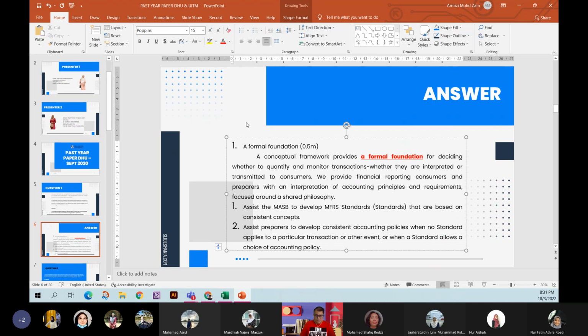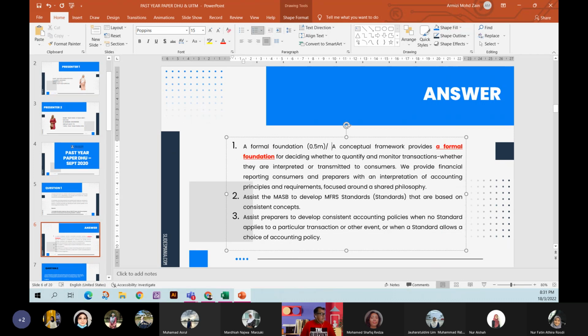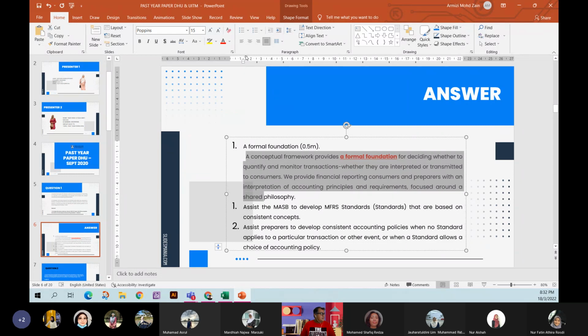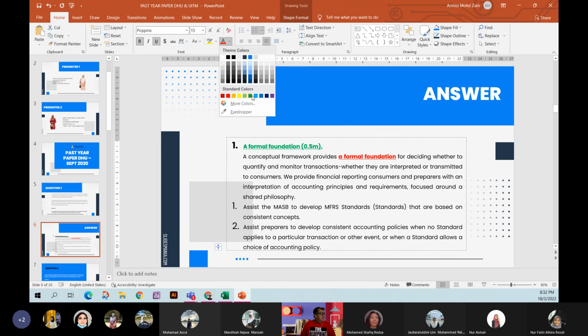Ini point dia. Itu dia lari. Okay, ni sebab kat sini sebab dia lari point dia. Baru you terang. Ini you punya key point you. Boldkan dia, gariskan dia, colorkan dia. Contohnya, okay, a formal foundation. Whatever that you are doing, whatever standard yang you nak develop, you kena based on foundation ni.